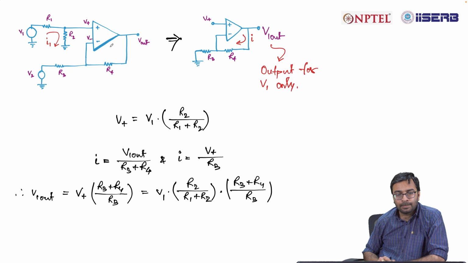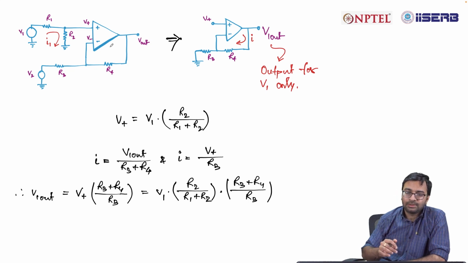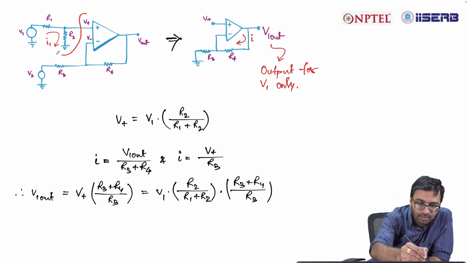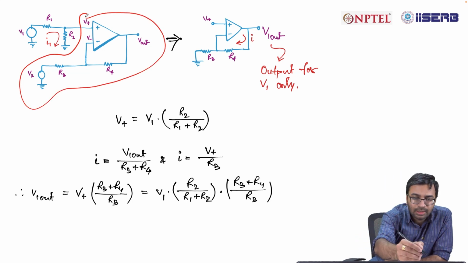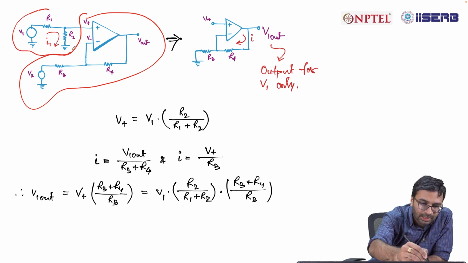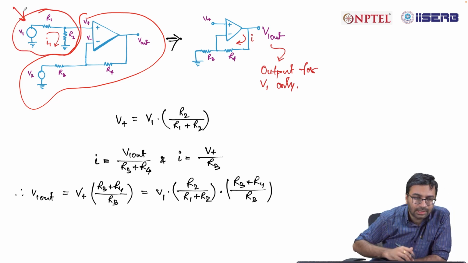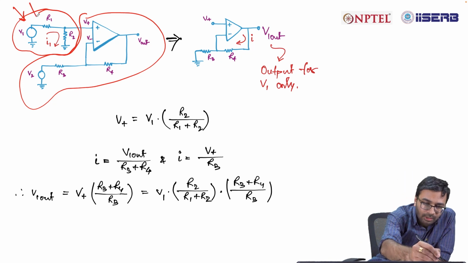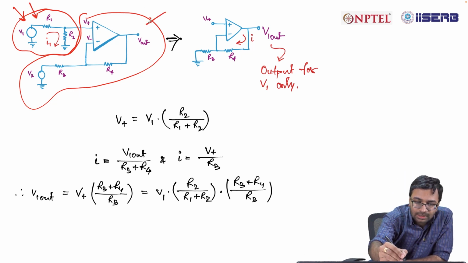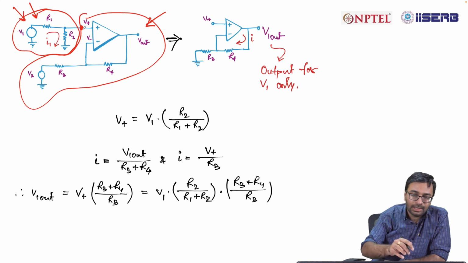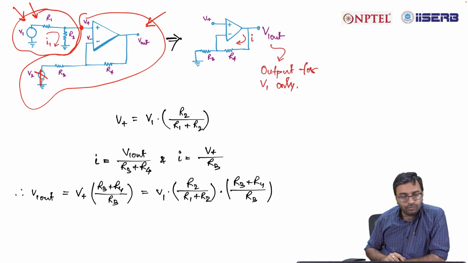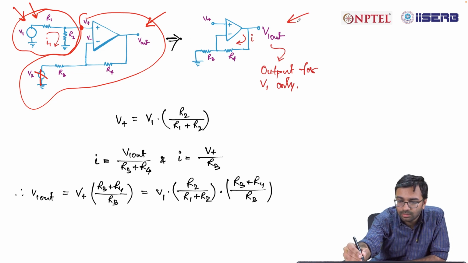Now let us consider the circuit. We can ignore this part of the circuit and only consider this part, because we now know the value of V plus. Secondly, V2 we have already ignored in the first case. So your circuit will reduce to this one.